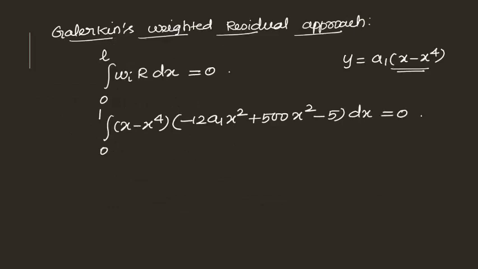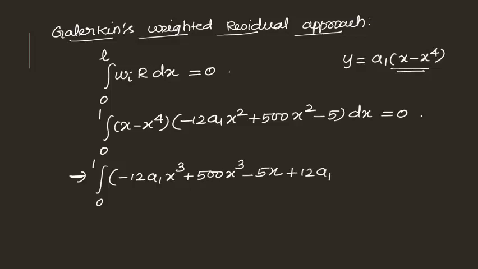On multiplying both the terms, that is x minus x power 4 with the residual function, we will be arriving at minus 12 a1 x cube plus 500 x cube minus 5x plus 12 a1 x power 6 minus 500 x power 6 plus 5 x power 4 into dx is equal to 0. In the next step, we can integrate the expression with respect to x.